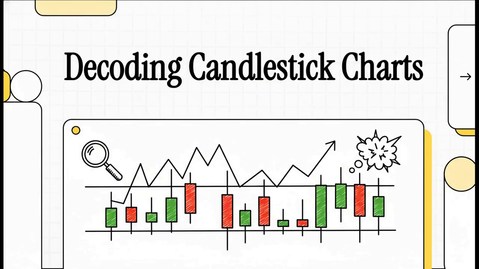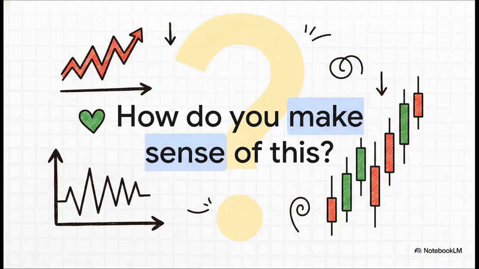Welcome to Pipster. Today we're going to decode the secret language of the financial markets. We're moving way beyond simple lines on a chart to uncover the dramatic stories that price action tells us, one candle at a time. So if you've ever glanced at a stock chart, you've probably seen something just like this, right? It's this jagged line, and honestly, it can feel like total information overload.